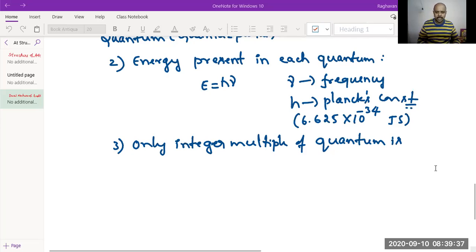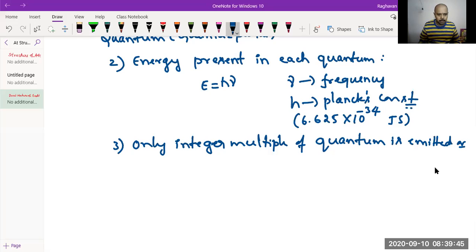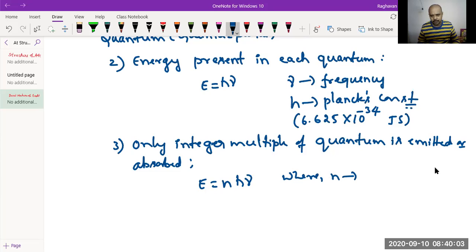Only integer multiple of quantum is emitted or absorbed by an object. That's the meaning. That means E is equal to n into h nu, where n is an integer. It starts from 1, 2, 3, etc. And n can't be a fraction. That means half a packet of energy will never be emitted. Only integer multiple of quantum will be emitted.